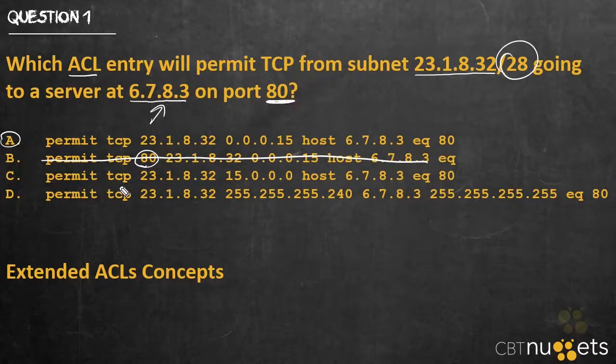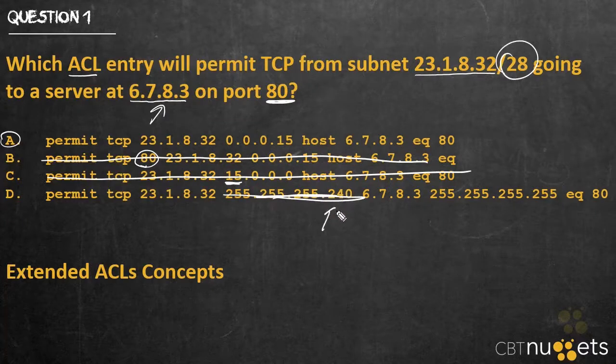And here we have permit TCP 23.1.8.32. And this wildcard mask says we don't care about the first 4 bits, but we care about the other 28 bits. So this one is out because it's not correct. And then D, permit TCP 23.1.8.32 with, and then, okay. So once again, they're using the wrong wildcard mask here. So answer D is out. So our answer to this first question is answer A.